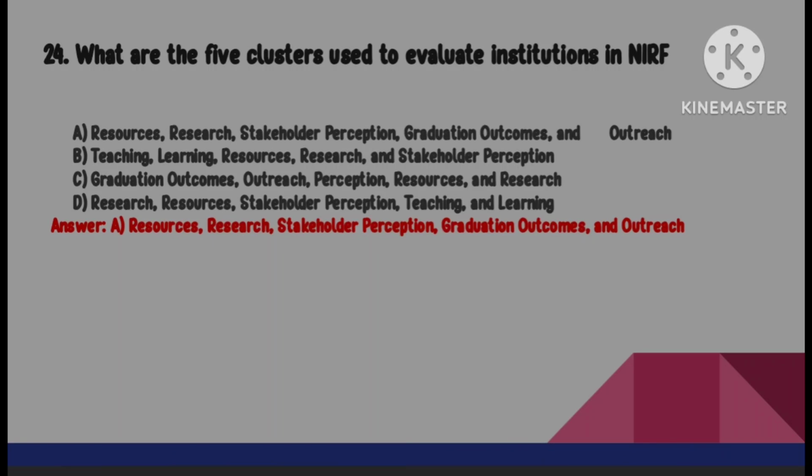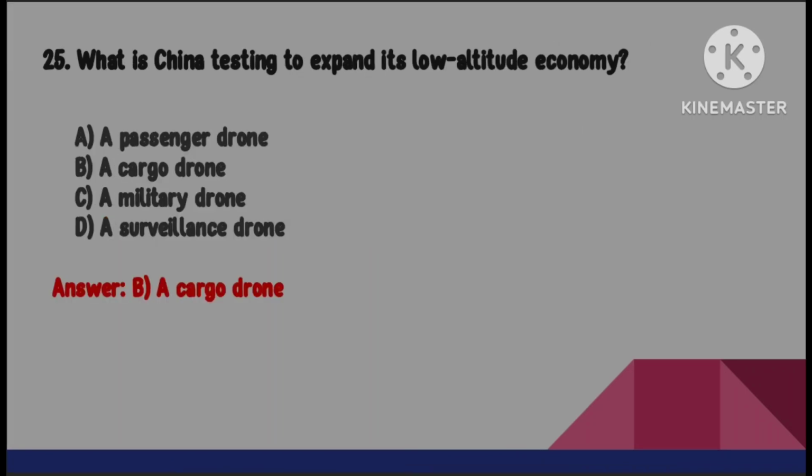Option D, research, resources, stakeholder perception, teaching and learning. And the right answer is option A, resources, research, stakeholder perception, graduation outcomes and outreach. And the next question is, what is China testing to expand its low altitude economy? Option A, passenger drone. Option B, a cargo drone.